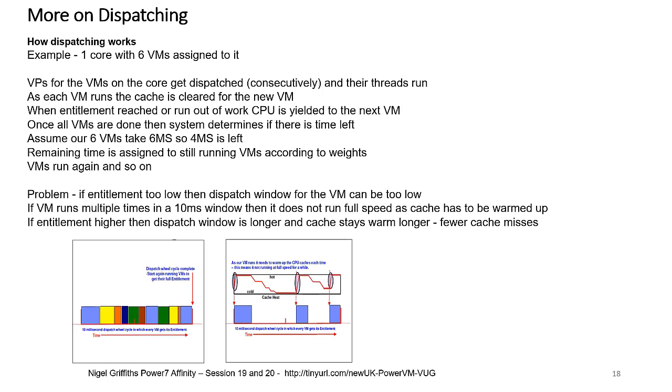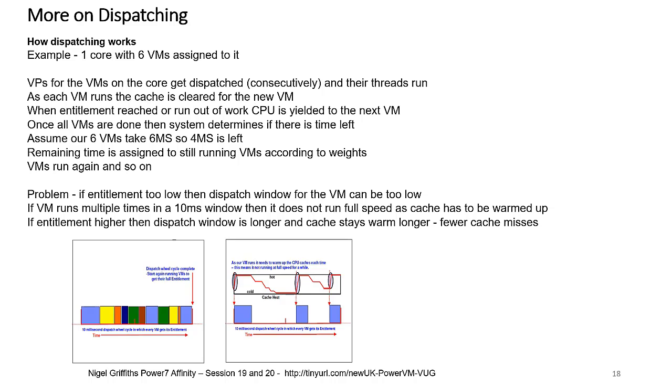What happens as a thread runs, as a virtual machine runs, it has to load everything into the cache. When it reaches its entitlement or it runs out of work, that CPU is yielded, and when that CPU is yielded, the cache gets cleared. If I then get redispatched, I have to reload the cache. So here's the problem. If entitlement is too low, then my dispatch window could be too low. And so if my virtual machine has to run multiple times in that 10 millisecond window, it's never going to run at full speed because the cache has to be warmed up.